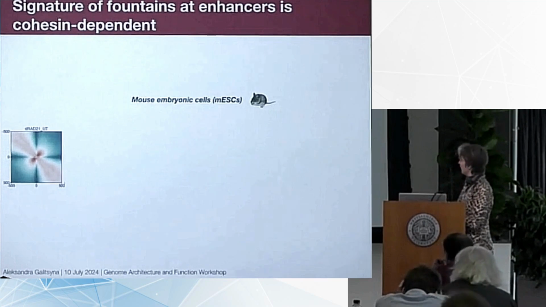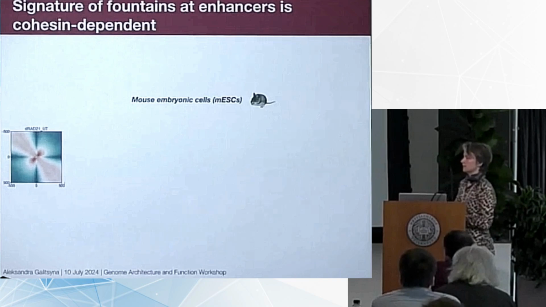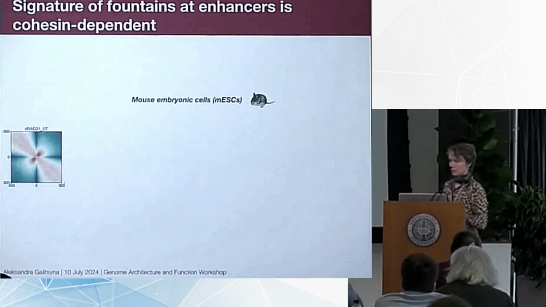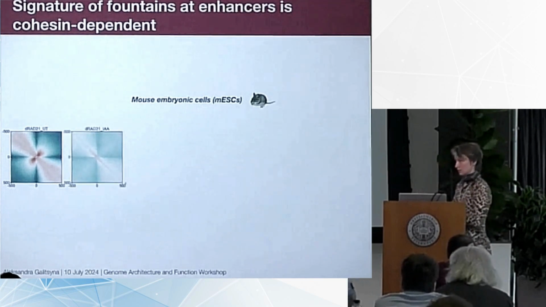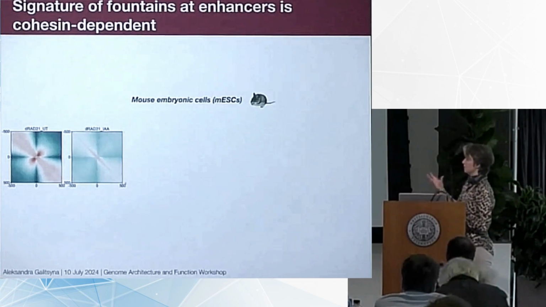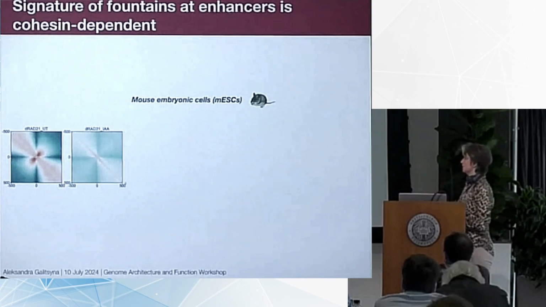And this is the alignment of different acetylation plus enhancer mark sites. You can see that on average, the structures are forming fountain-like structures. And then in red, with RAD21 degradation, the structures are gone. So this is already a hint for us that if there are indeed fountains on mouse enhancers, they would also be cohesin sensitive.